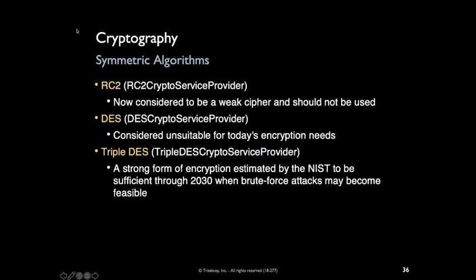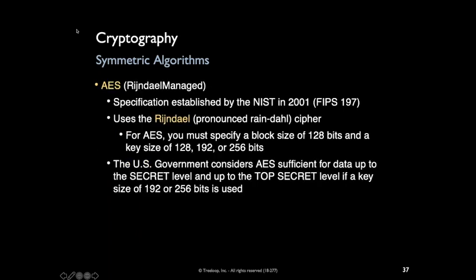And in .NET, we've got several different algorithms to pick from for doing symmetric encryption. We have RC2, DES, triple DES, and AES, which is the Advanced Encryption Standard. It uses the Rijndael algorithm. Depending on the key size that you select, the US government considers AES good enough for stuff up to the secret level, and all the way up to top secret if you choose a key size of 192 or 256 bits. So the short answer, best practice here, is if you need to do symmetric encryption in .NET, use AES. Bang, okay?